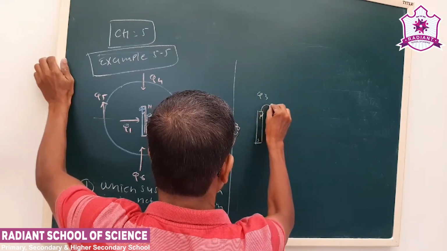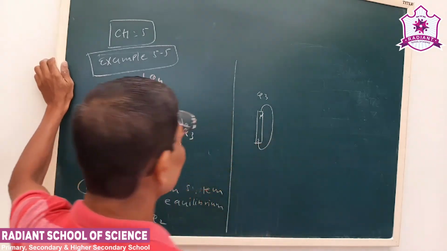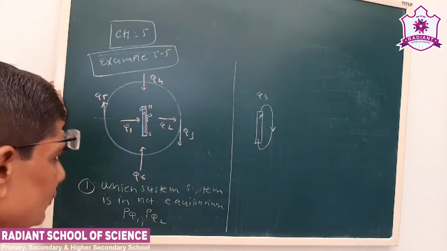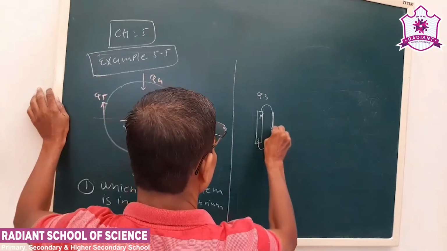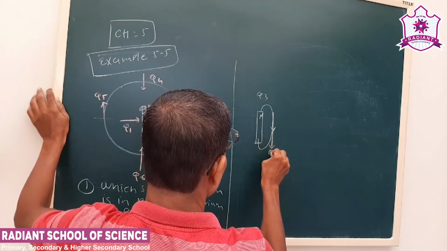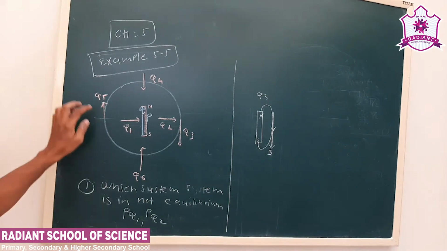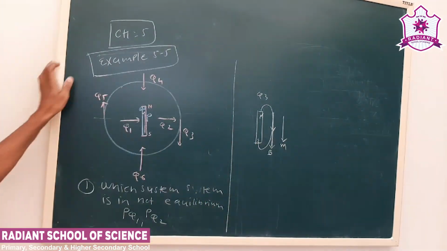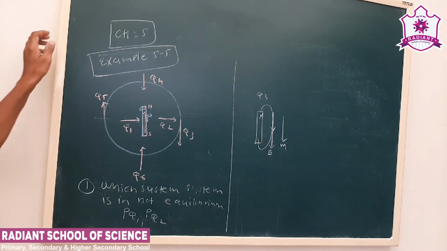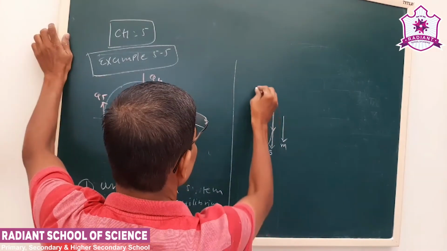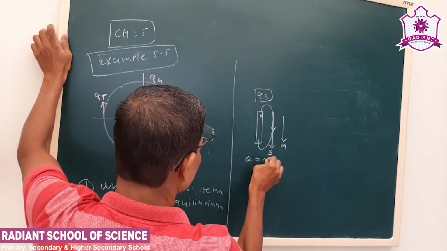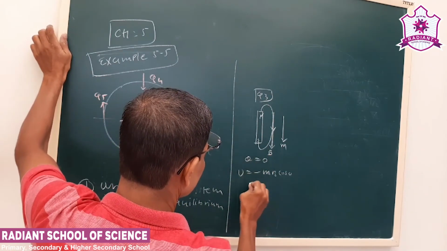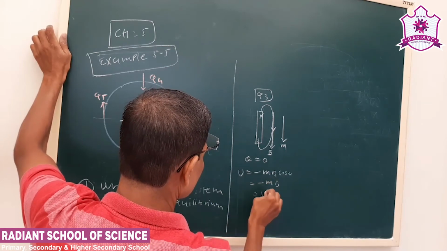See, the bar magnet's field line will be like this. At any point the tangent will show the direction of the magnetic field. This is B, and for Q3 the dipole moment is in the same direction. So what is the angle between M and B? Theta is 0. This is stable equilibrium.